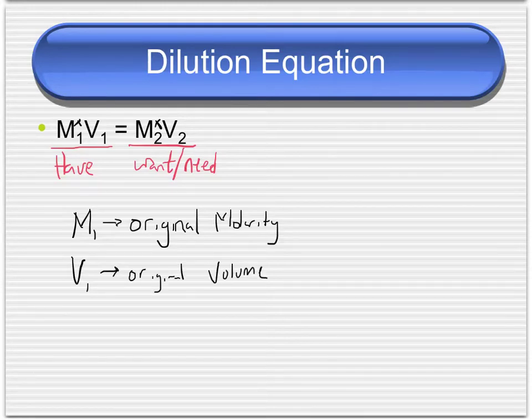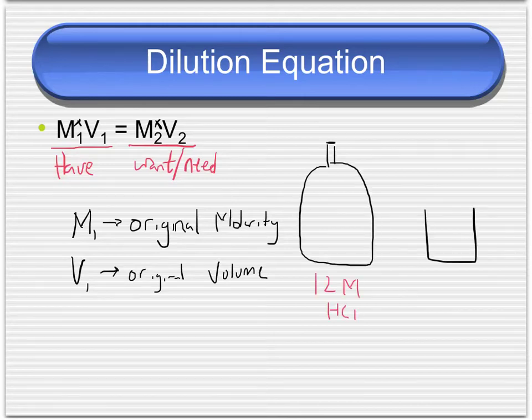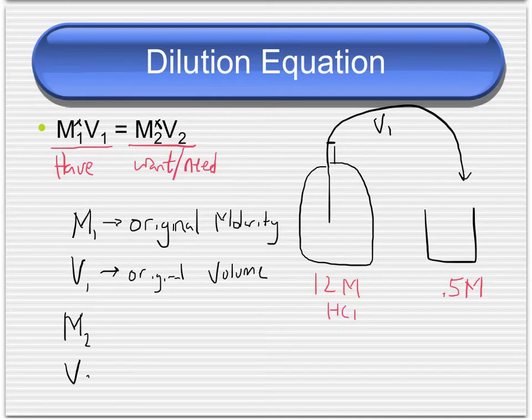Let's think back to that picture I showed you before with the concentrated hydrochloric acid and then me diluting it down to different things. I've got a 12 molar jug of HCl, and I need to make, let's say, a 0.5 molar solution. So my original molarity, my M1, is going to be this right here. It's what I start with. Then I'm going to take a certain sample of that out, and put it into the other one. The amount that I pull out of this jug is going to be my V1. So here we have my M1, 12 molar, and my V1 would be the amount that I take out to create our new concentration. The other two variables are going to be M2 and V2.